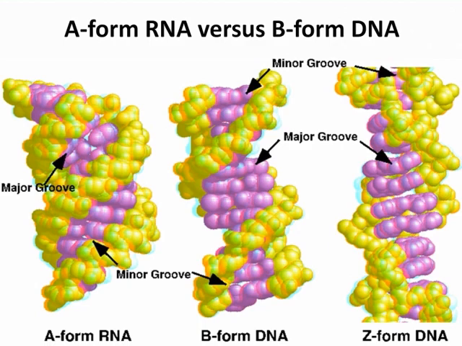So typically, RNA is known to form an A form helix, while DNA usually forms that B form helix. So that's the key thing. A form usually forms in RNA, B form usually forms in DNA.